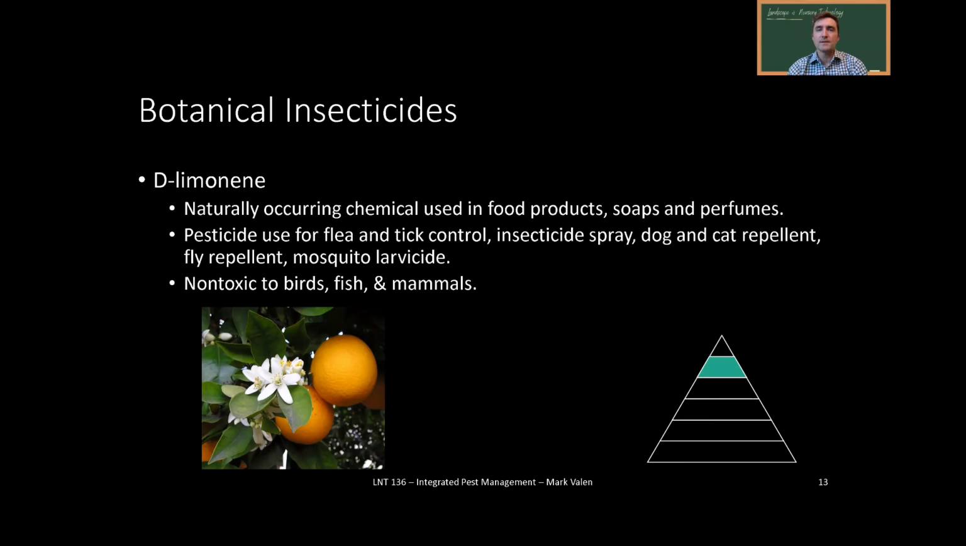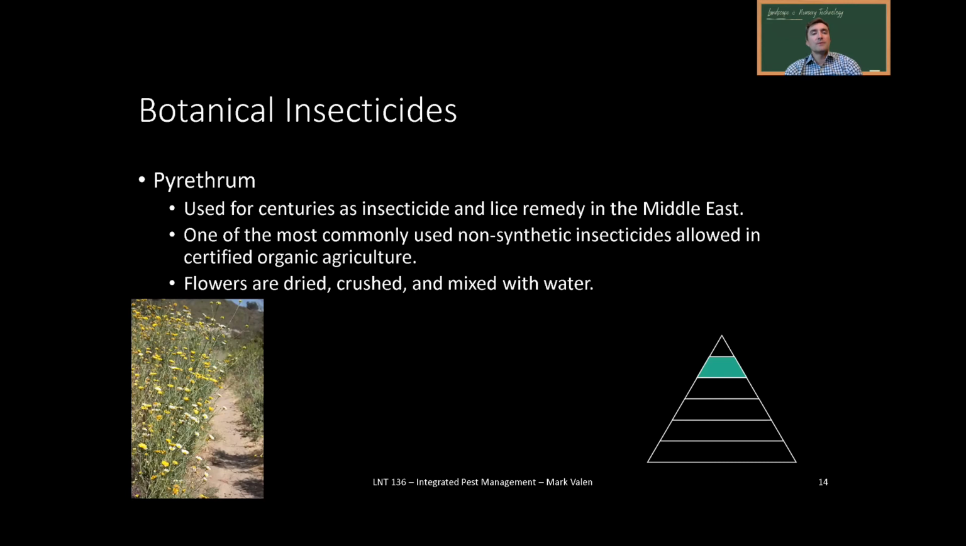Similarly, we have pyrethrum. This is a chemical that is found in chrysanthemum. And note, it's called pyrethrum. That's the botanical form, the organic form. There is a synthetic form as well called pyrethrin. So pyrethrum is the more natural form. It's been used for centuries as an insecticide and lice remedy, primarily documented in the Middle East. It's one of the most commonly used non-synthetic insecticides allowed in certified organic agriculture. It's very simple to make this. The flowers are dried, crushed, and mixed with water, and you've got yourself some pyrethrum.